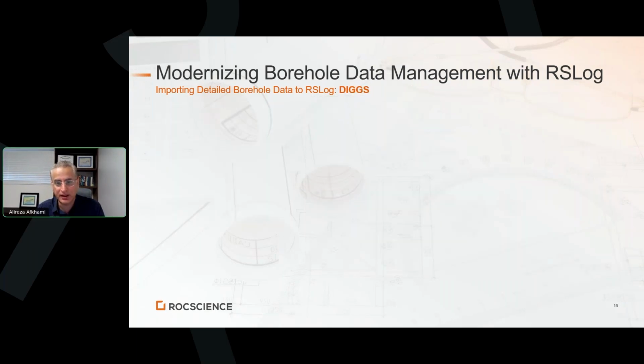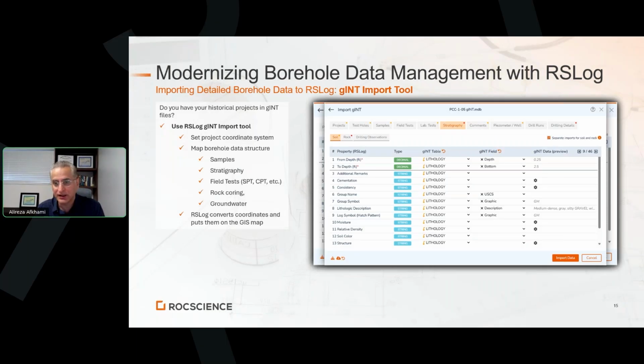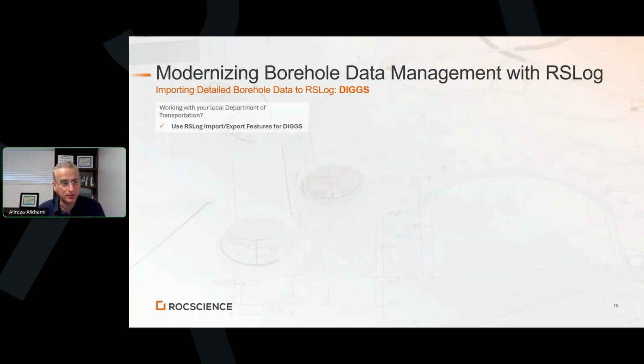Stratigraphy is another one in this screenshot. Some companies have only one table in their gINT file that handles stratigraphy data for soil and rock in the same table. But some other companies have separate tables for soil and for rock. So now, with the latest version of our gINT import tool, you have the chance to indicate that you have two different tables and deal with them separately. Very detailed, very powerful gINT import tool.